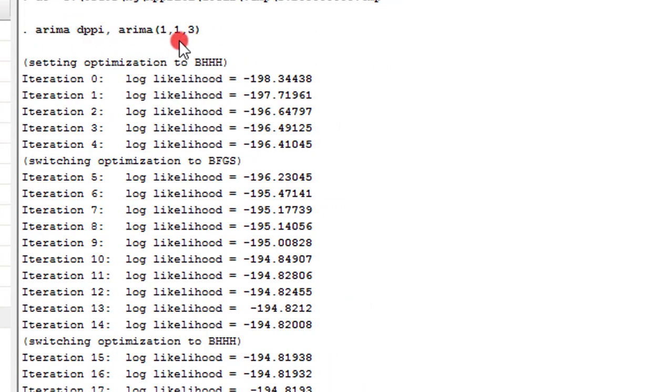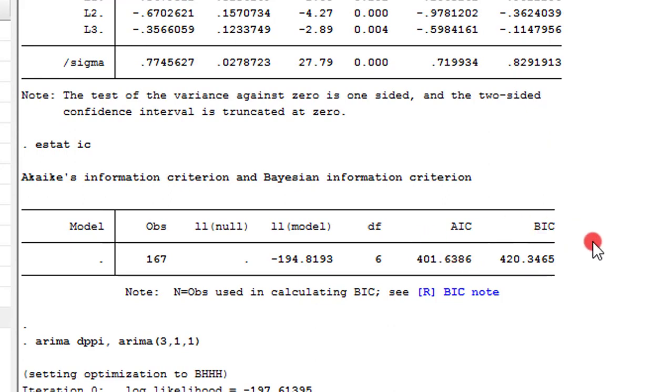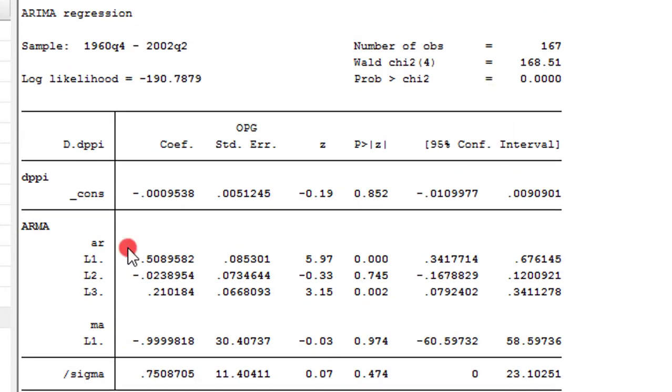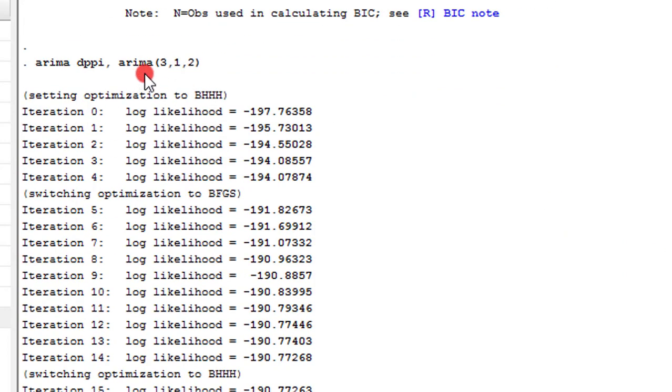This is for ARIMA 113, and here are the results. We can see here, for ARIMA 113, the lag for the AR term is significant, while for the MA term, we have 2 of the coefficients significant, and here we have the AIC and the BIC. The next is ARIMA 311, as the fourth model. This is the result for ARIMA 311, where we have 3 lags of the AR component, out of which 2 of its coefficients are significant, while the MA component is not significant at all. And below it, you have the AIC and the BIC statistics. The next model is ARIMA 312, 3 AR terms and 2 MA terms.